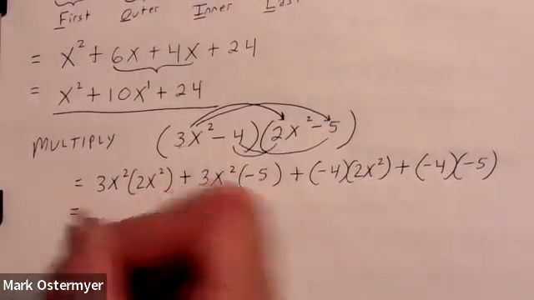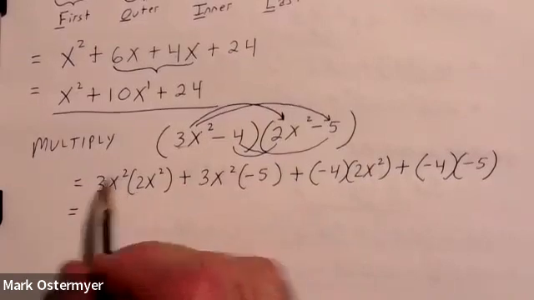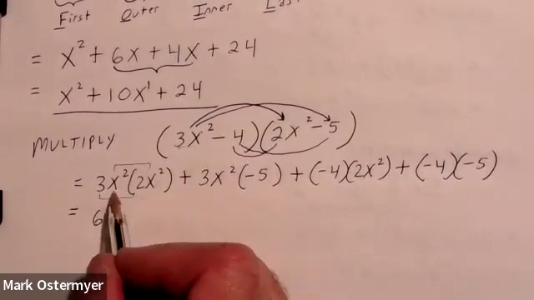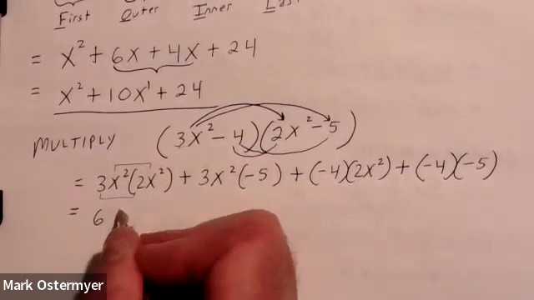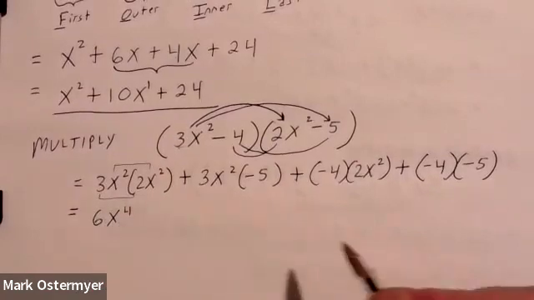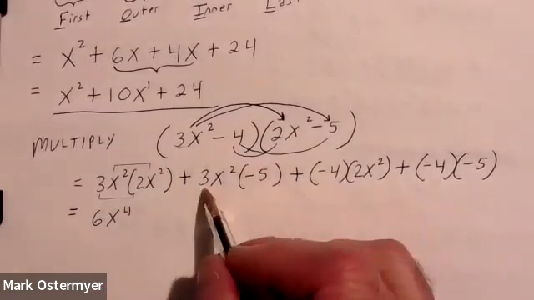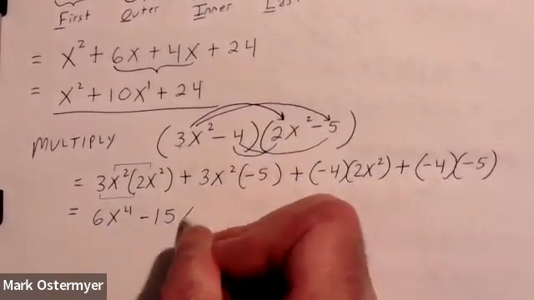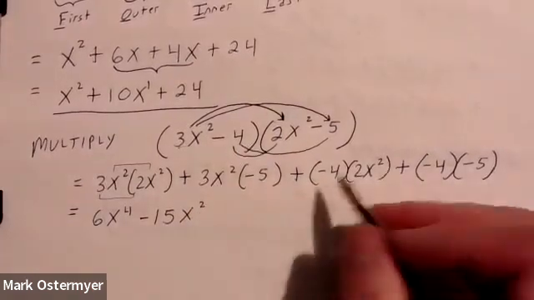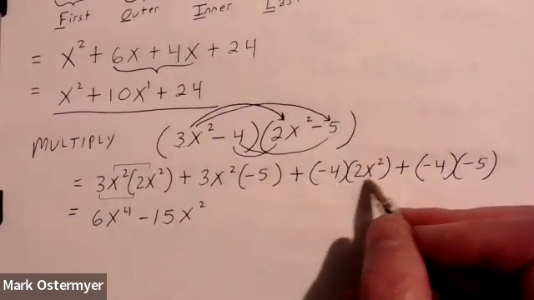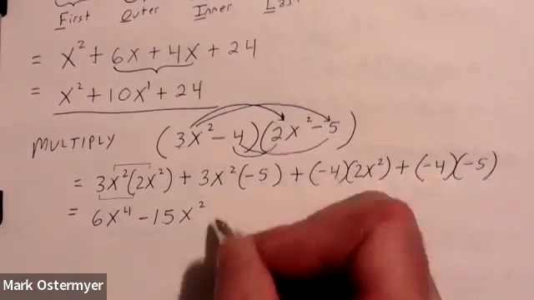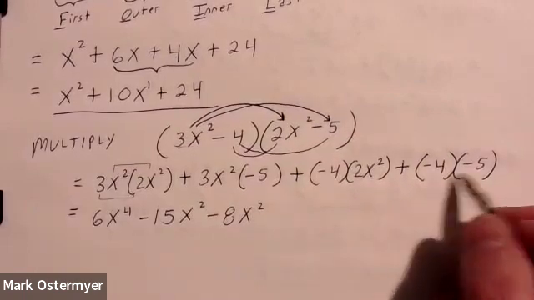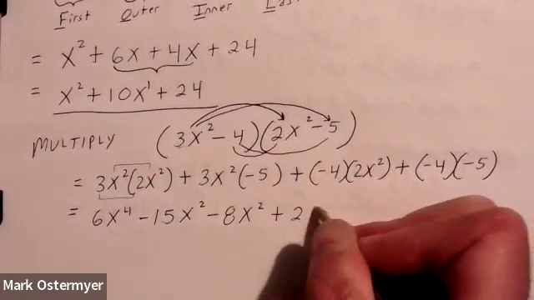Now we just have to simplify each of these products. Now 3x squared multiplied by 2x squared, 3 times 2 is 6. And x squared times x squared is going to be x to the 2 plus 2 power, or x to the 4th power. 3x squared multiplied by negative 5, 3 times negative 5 is negative 15. And the x squared just comes along for the ride. Negative 4 multiplied by 2x squared is going to be negative 8x squared. And finally, negative 4 multiplied by negative 5 at the end is a positive 20.